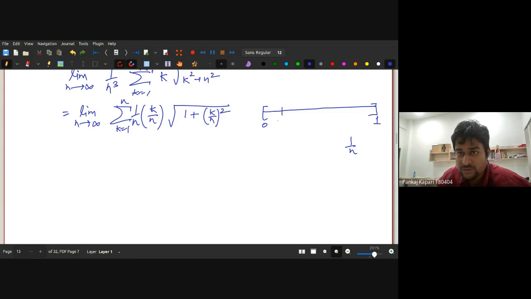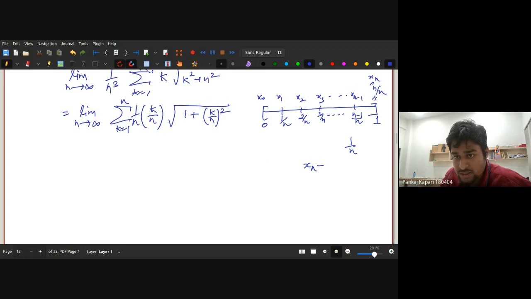And these are the points: 1 by n, 2 by n, 3 by n, and like this up to n minus 1 divided by n, and this end point is n by n, right? So there are n many intervals, each of length 1 by n, so therefore the whole thing has length 1. So this is a partition. This is your x0, this is x1, x2, x3, like this x_{k-1}, and this end point is xn. Okay, so what is the length of the interval in this case?